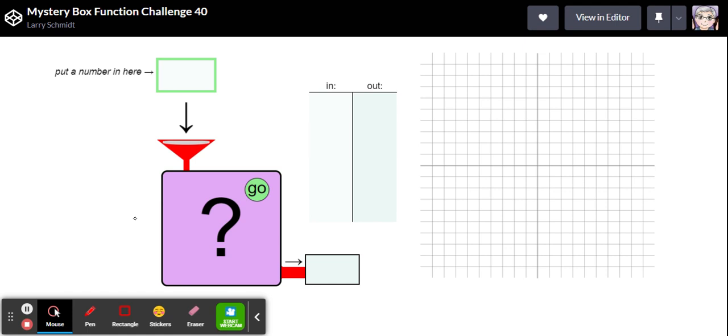In the purple mystery box, we have some mystery math, and your challenge is to figure out what that math is. You can pause this video, use the link in the description to get to this page, and plug in as many numbers as you want in the top and see how they're transformed as they come out the bottom. We'll keep track of your ins and your outs here in this chart and plot them as ordered pairs so you can see the shape that this math makes. So try that out, then come on back, watch the rest of the video, and see if I get the same thing that you do.